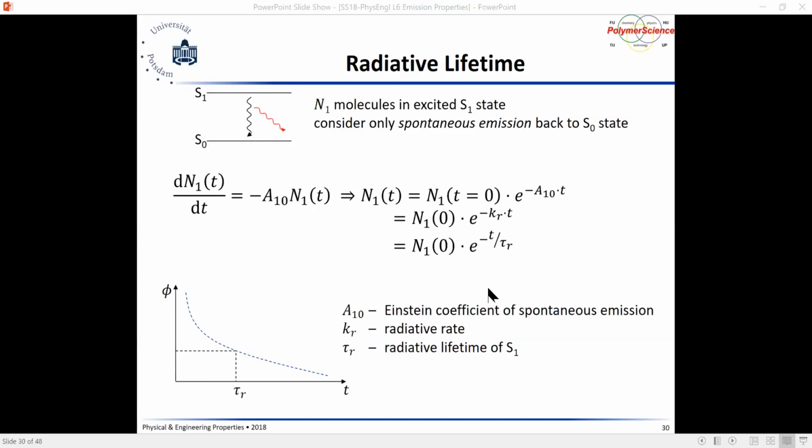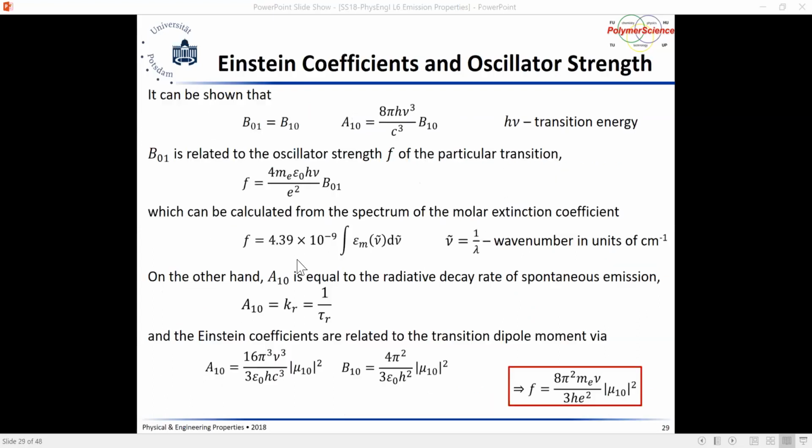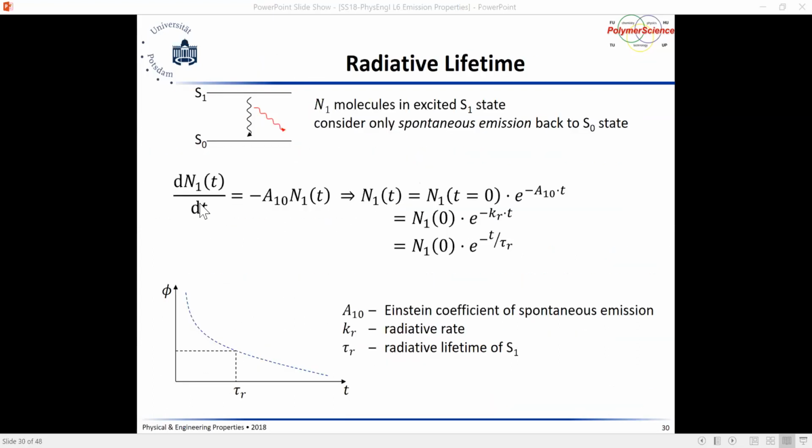Now we can estimate the number of molecules and the change in the number of molecules in the starting point and the finish point. So here we have N1 molecules in the excited S1 state, and they go through spontaneous emission to come back to the S0 state. The equation as we had here is just relating the change in number and the carrier density through the Einstein coefficient and multiplied by what we initially started with.